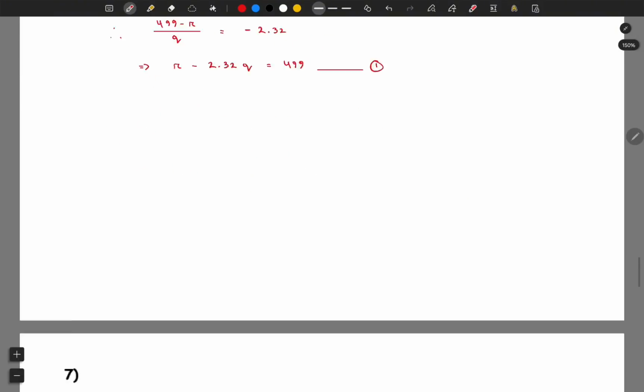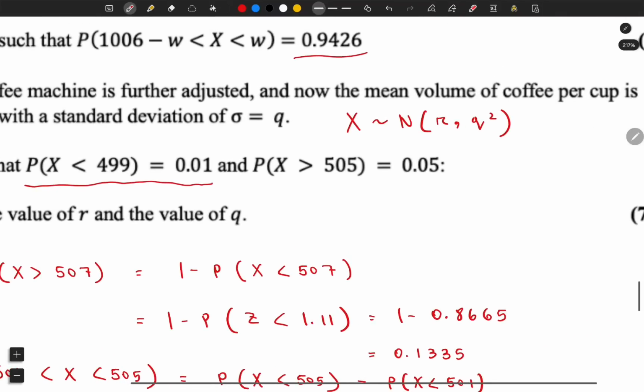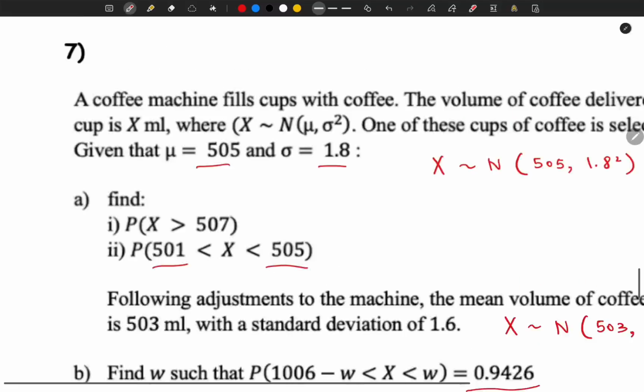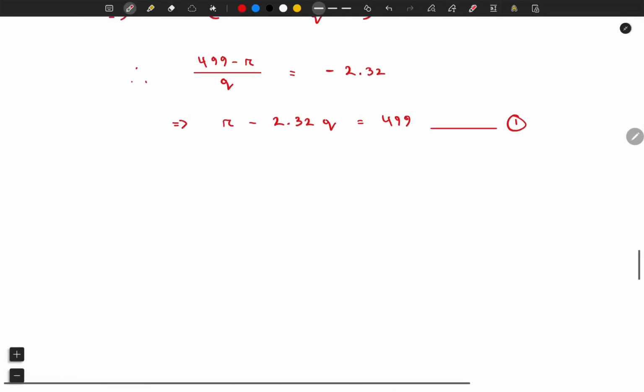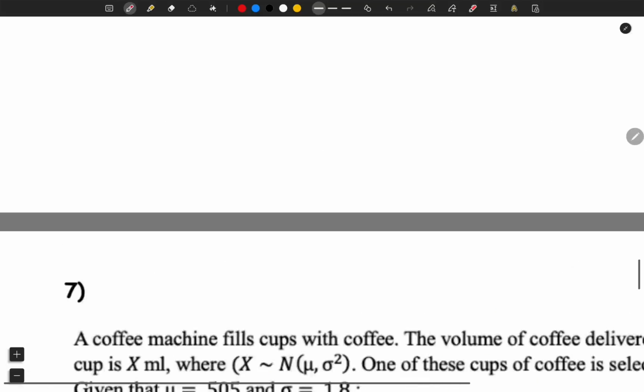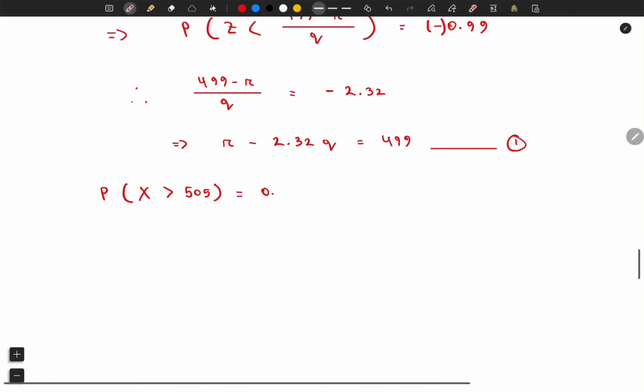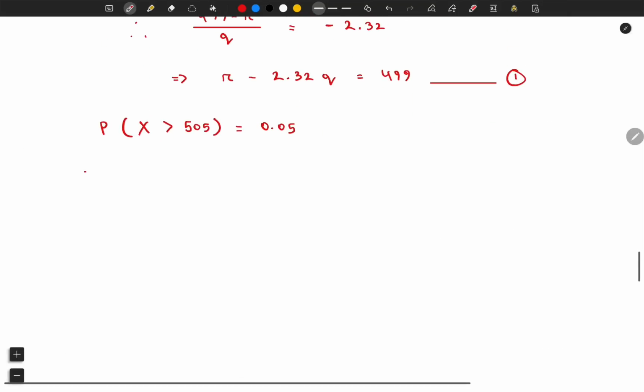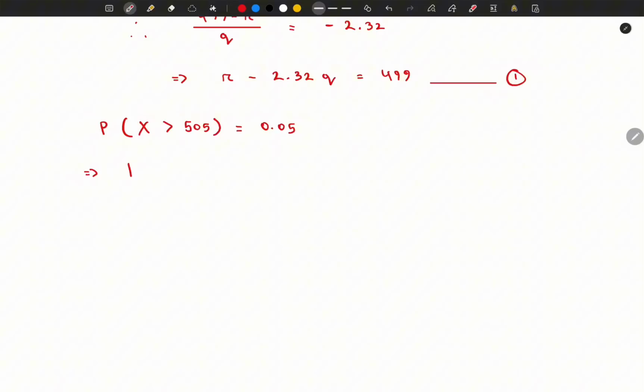Now let's move on to the second equation. The probability for x to be greater than 505 is 0.05. And we know that the probability for x to be greater than 505 is 0.05. Now let's convert this inequality sign into a less than sign. So it's 1 minus probability x is less than 505 is equal to 0.05.